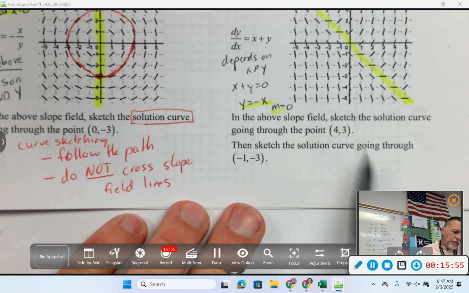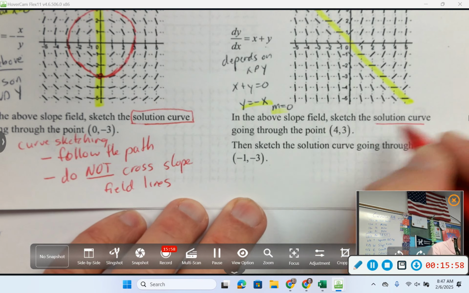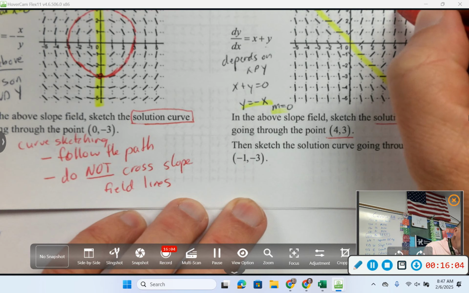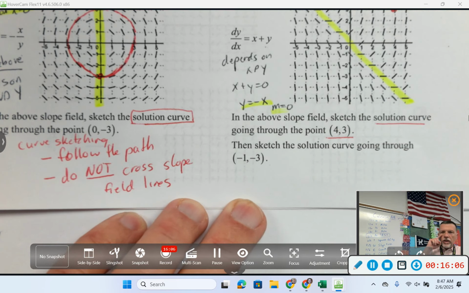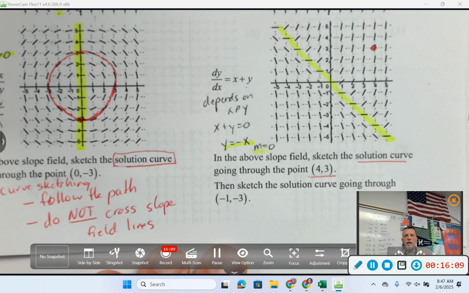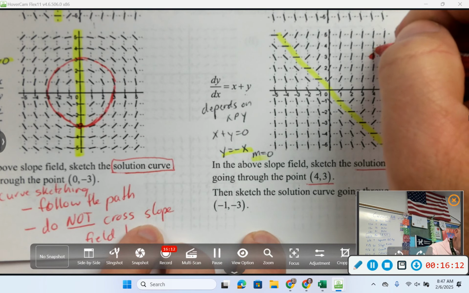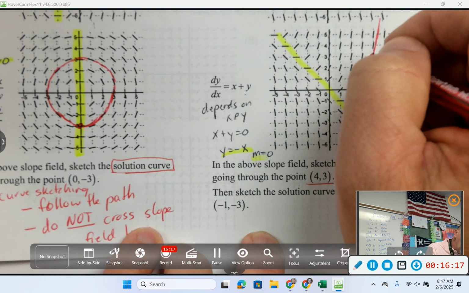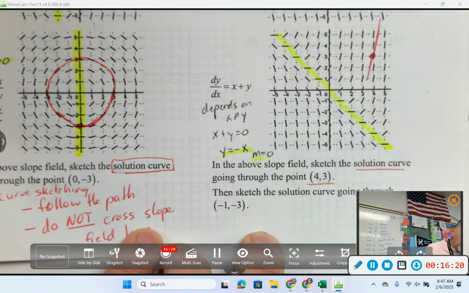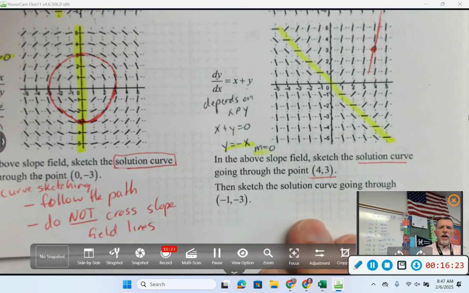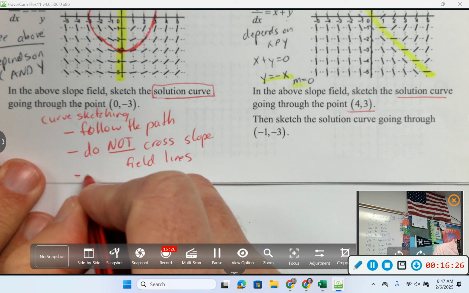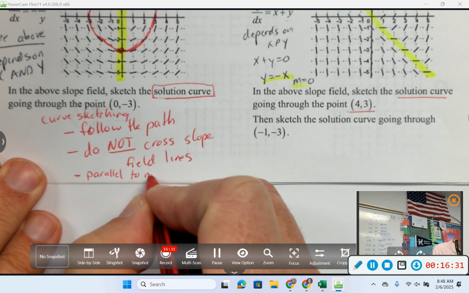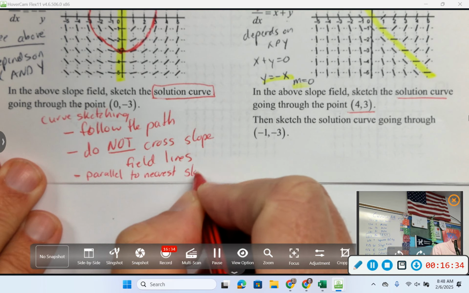And this last one, in the above slope field, sketch the solution curve through the point 4, 3. So 4, 1, 2, 3. So there's 4, 3. Okay, so it looks pretty steep right here, and it's only getting steeper, so that looks like it's going way up. Less steep. One more hint on sketching these solution curves is that you want to be parallel to the nearest slope field.